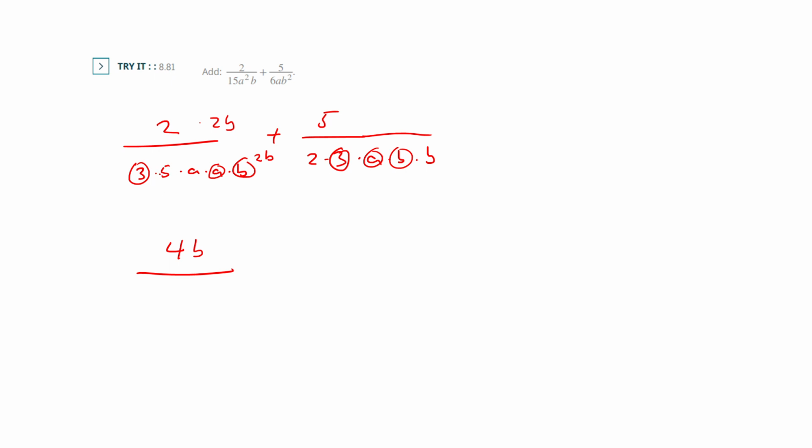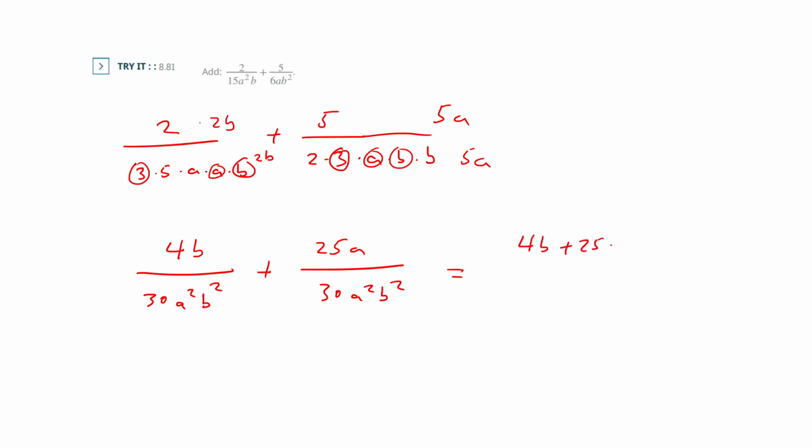What do we get here? 15, 30. We have a couple A's and a couple B's. Okay, over here we needed the 5 and the A. So I've got to multiply 5A, top and the bottom. Okay, now the slices of pi are the same, so I can add them up. And there we go.